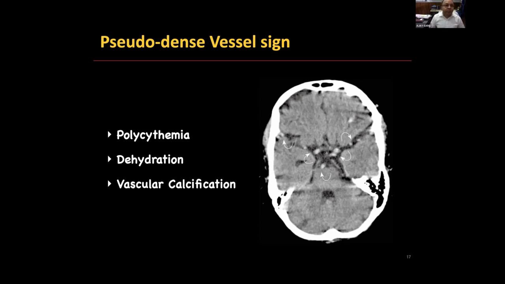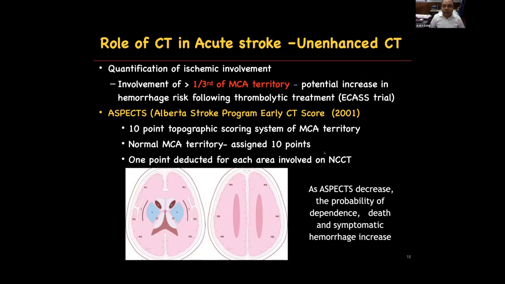The second role of CT scan is to know the extent of these early ischemic changes, so that we can predict the risk of hemorrhagic transformation. For this, in 2001, Alberta Stroke Program Early CT Score was proposed, which is a 10-point topographic scoring system in which the MCA territory was divided into 10 regions. A normal MCA territory was assigned 10 points, and one point is deducted for each area of involvement on NCCT.